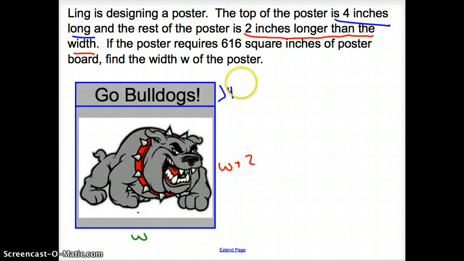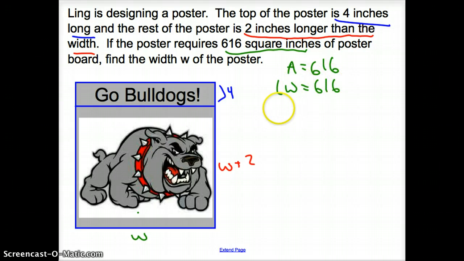Now, what do we have to do? What are we given? If the poster board requires 616 square inches, what is that? Square inches tells us that it is the area. And so the area of this rectangle equals 616. Well, now, since this is the area of a rectangle, what's the area of a rectangle equal? The area of a rectangle is length times width, and that's going to equal 616.